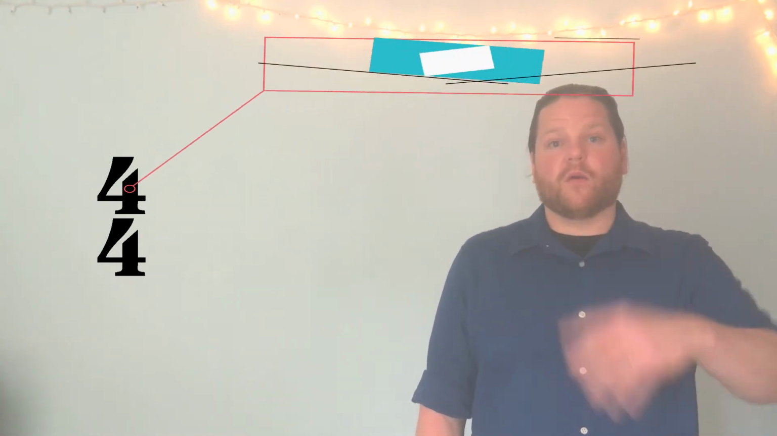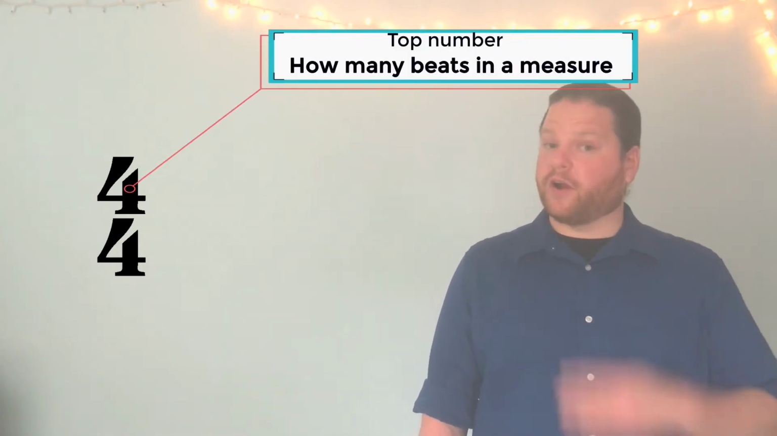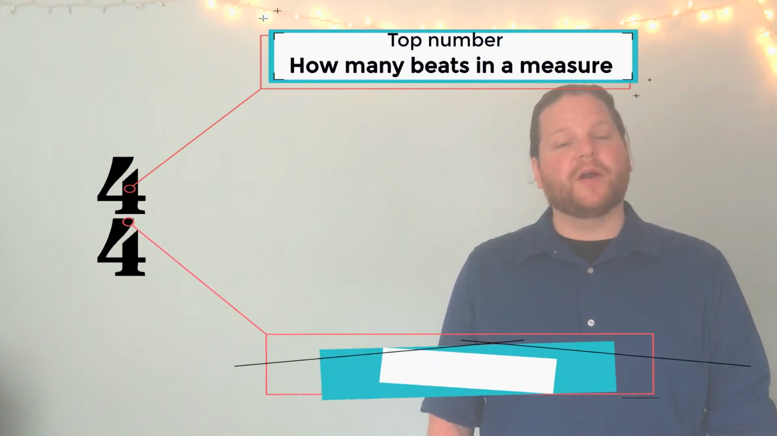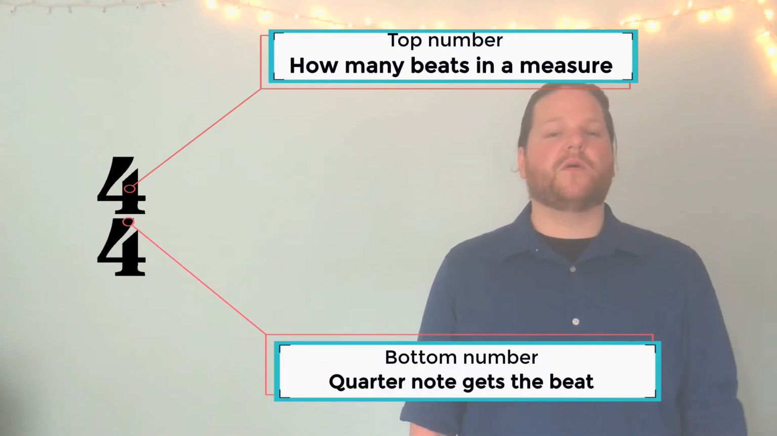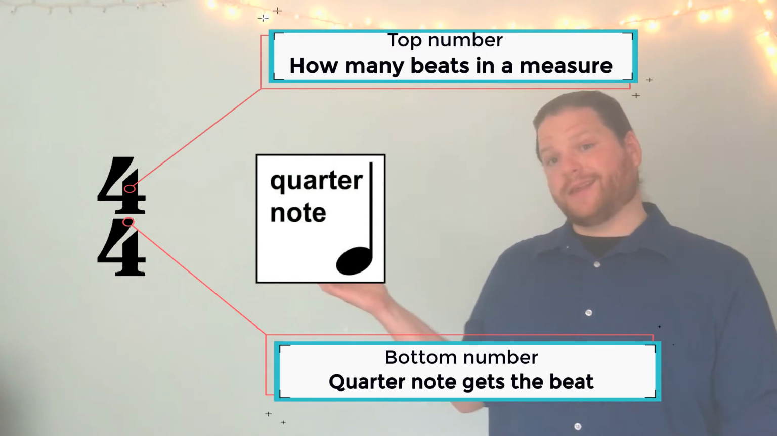In written music, we define how we divide the beat with our time signature. In this video, we're going to strictly talk about 4/4 time or common time, which looks like this. The top number, 4, refers to how many beats are in a measure. There are 4 beats in a measure. The bottom number refers to what type of note gets 1 beat, and the 4 refers to the note called a quarter note, which looks like this.